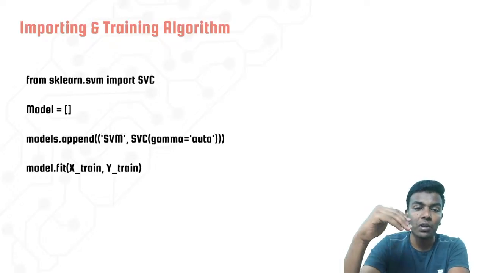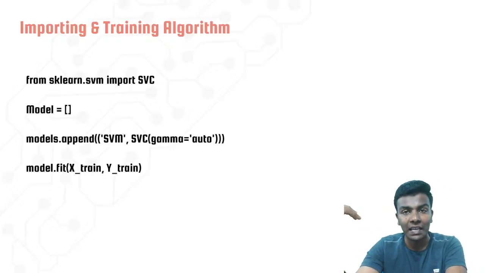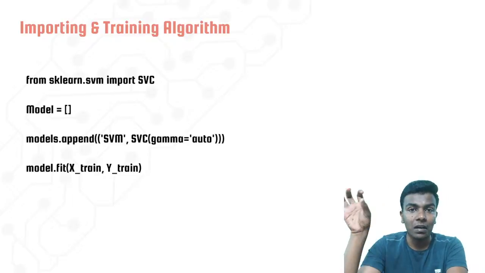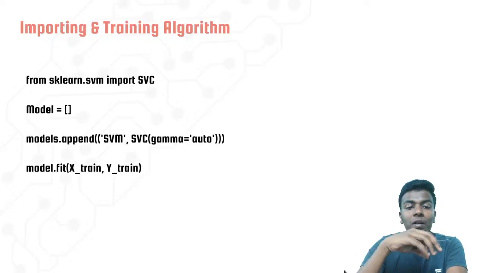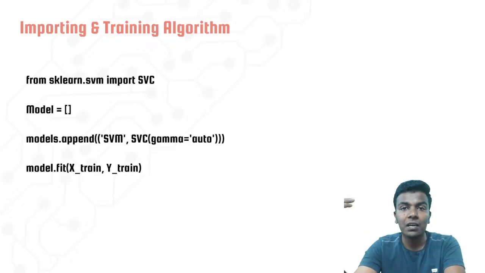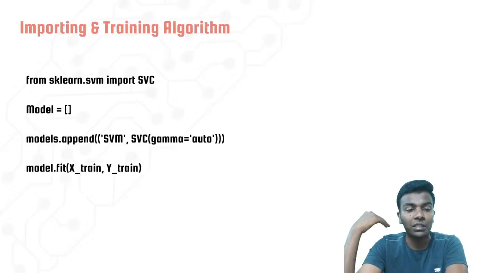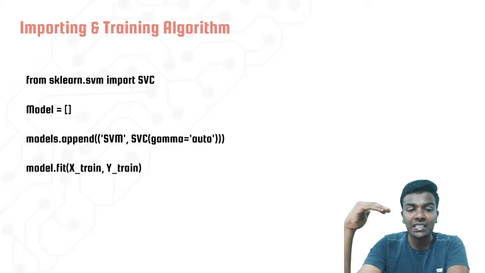So inside that we are going to append the model, like model.append of SVM. So we are going to load that SVC classifier, same as what we did in the convolutional neural network design. So model.fit of x_train, y_train.